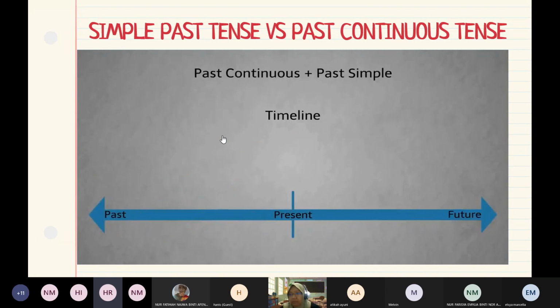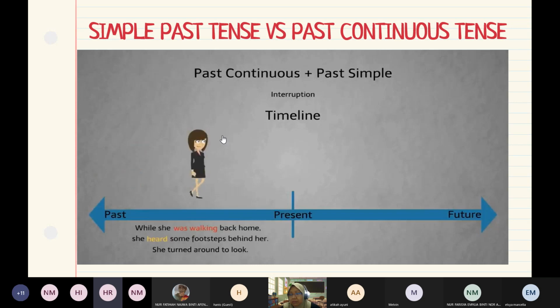Sometimes the shorter action interrupted the longer action. While she was walking back home, she heard some footsteps behind her. She turned around to look. Alyssa walking back home is the longer action. Hearing the footsteps is the shorter action. In this case, the footsteps interrupted her walking and made her stop to look back before she continued walking again.